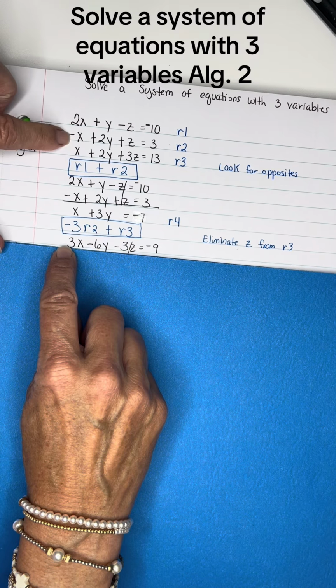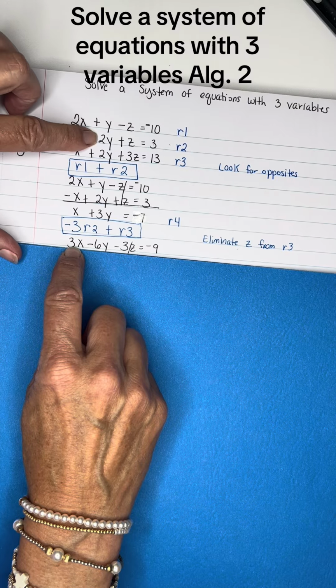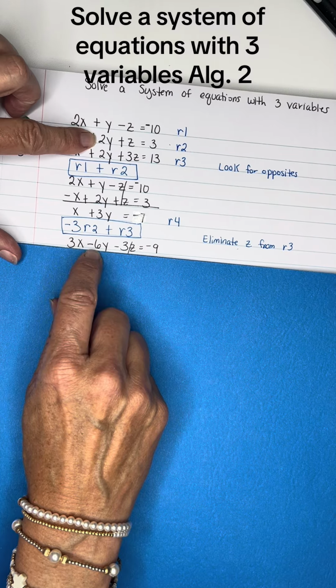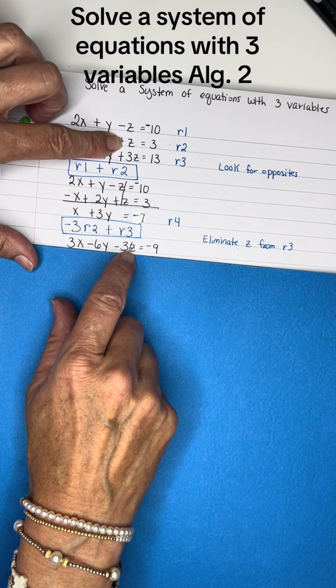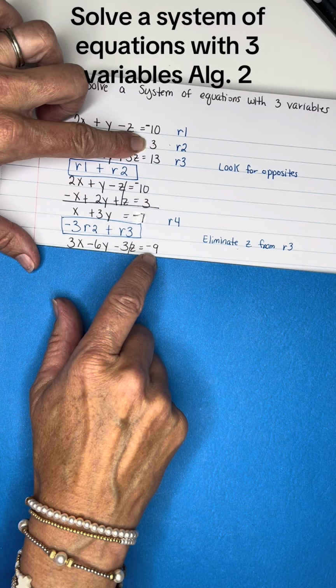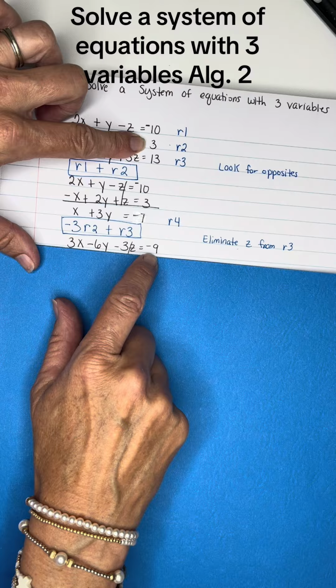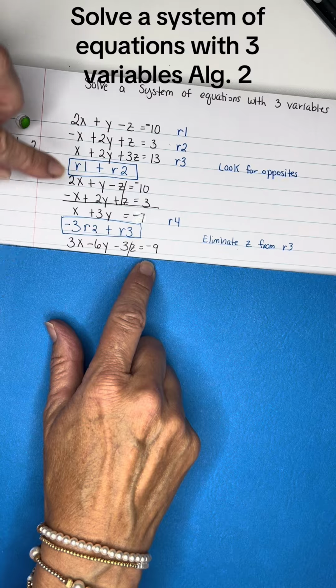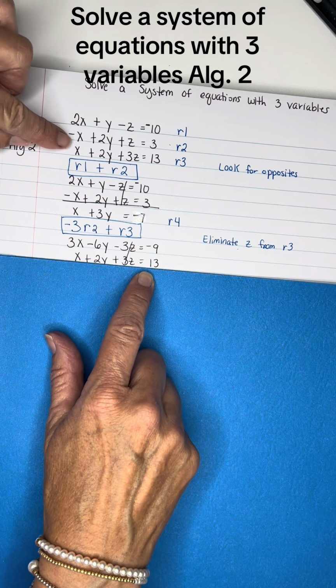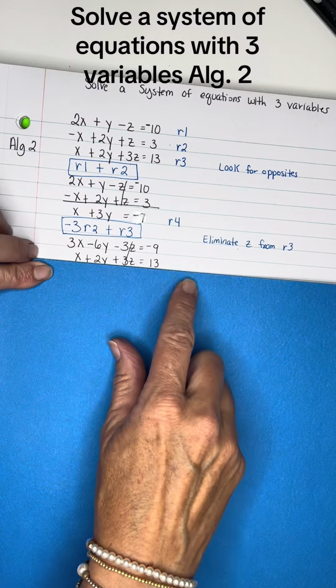So negative 3 times x is negative 3x. 2 times negative 3 is negative 6y. And z times negative 3 would be negative 3z. And 3 times negative 3 would be negative 9. Now that I've done that, I'm going to add it to row 3. So I just rewrote row 3 right here.